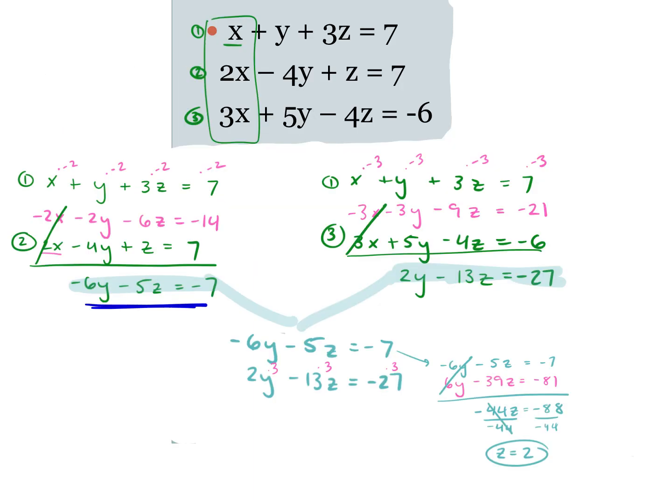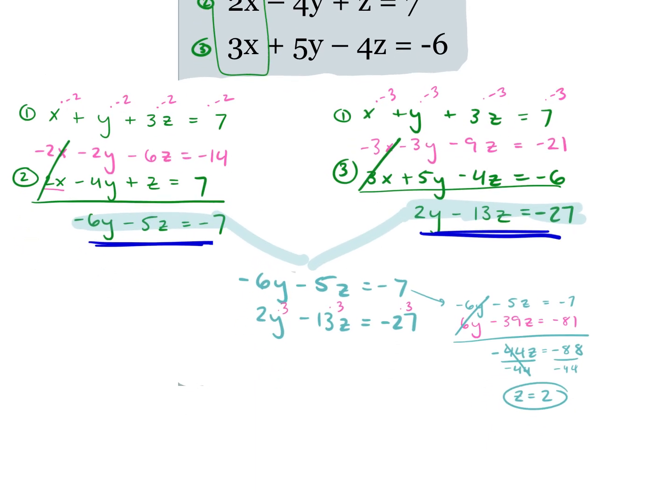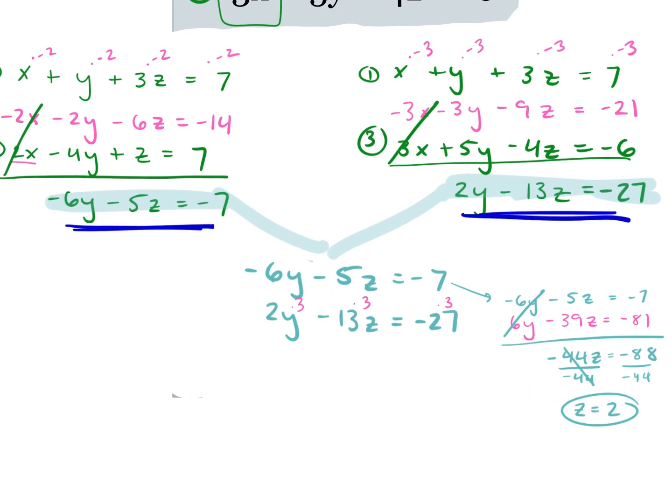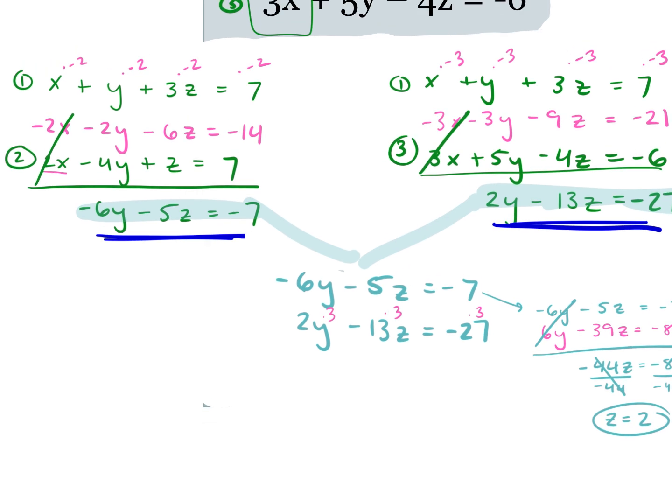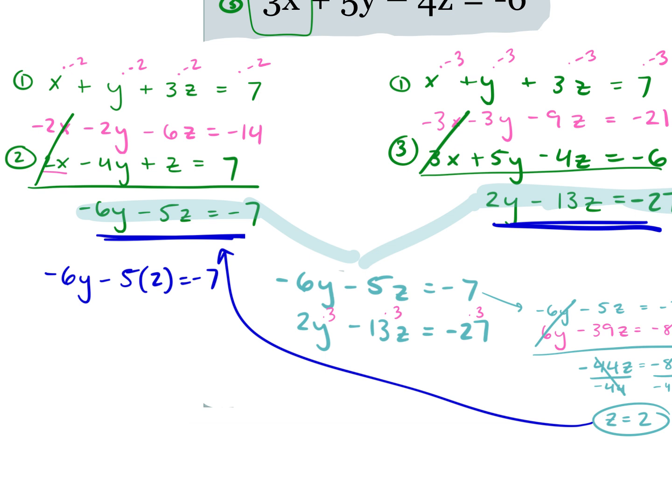So we can plug it into either one of these two equations that only have two variables. Can't plug it into the original one yet. I like the left one better so the numbers look a little bit smaller. So I'm going to plug it in here. So negative 6y minus 5 times 2 equals negative 7. So negative 6y minus 10 equals negative 7. We're going to add 10 to both sides.